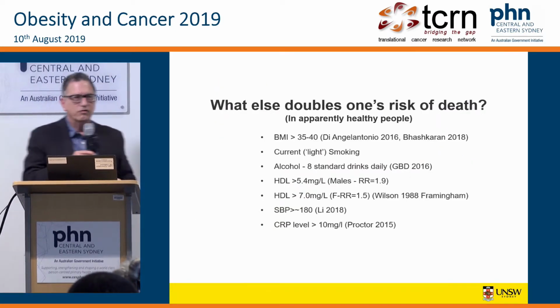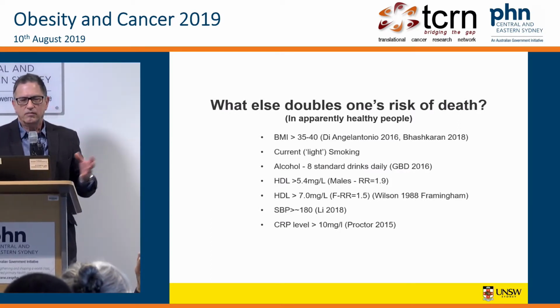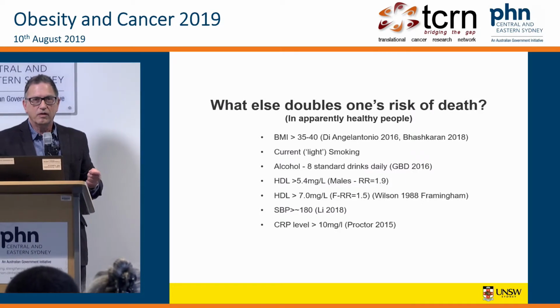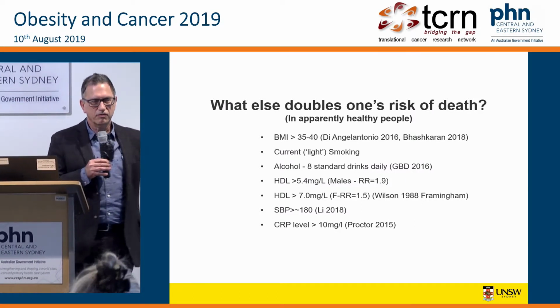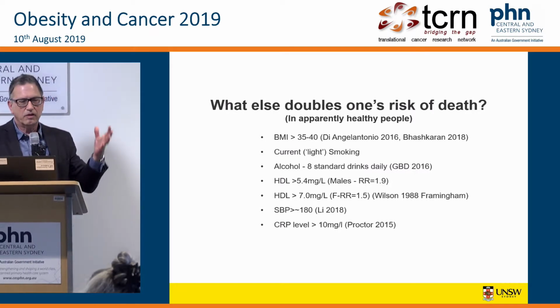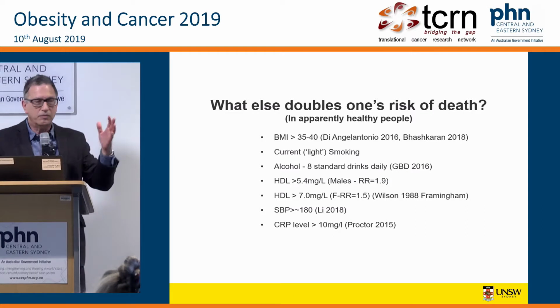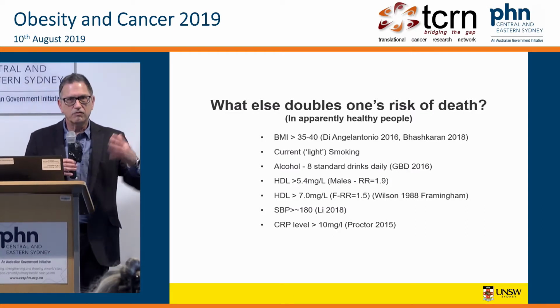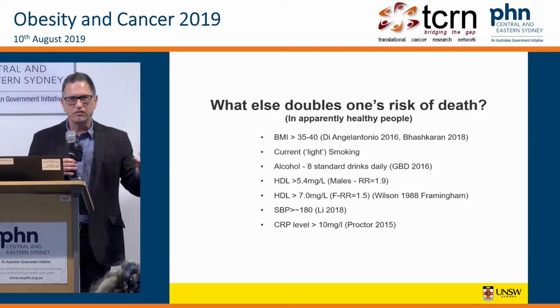What else doubles one's risk of death? Well, smoking, okay. Alcohol, 8 standard drinks a day. I'm just trying to give you a scale of how dangerous BMI is compared to other things, okay? HDL higher than 5.4, that's from the Framingham study, and a CRP level greater than 10. Okay, those are the things that, if you measure on a well person, it's a heads up, okay?